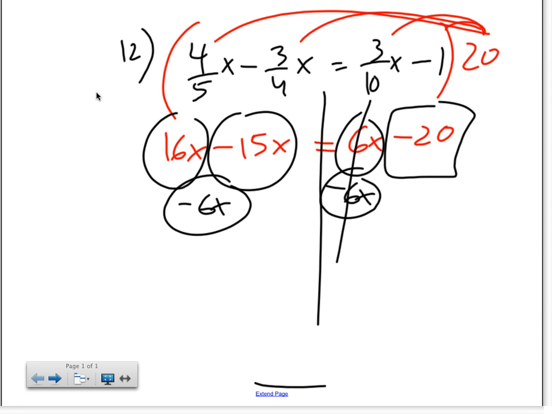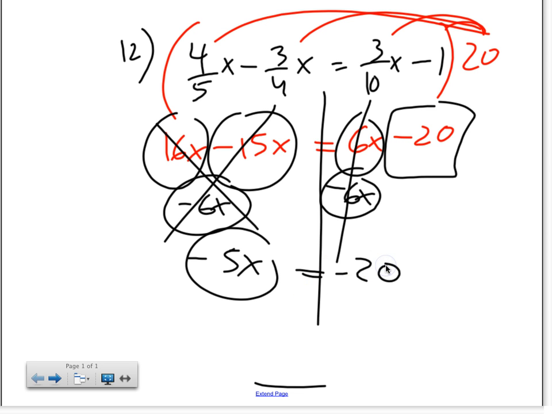16x take away 6x is 10x, minus 15x. Negative what? 5x. So look, I got this all taken care of for you on the left-hand side. On the right-hand side, it's just negative 20.